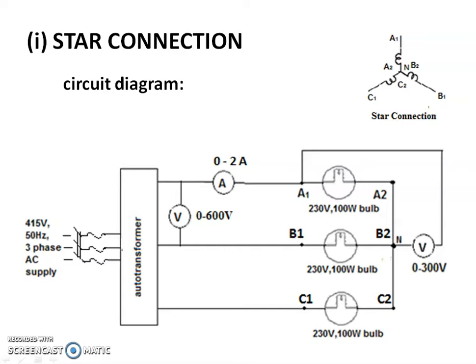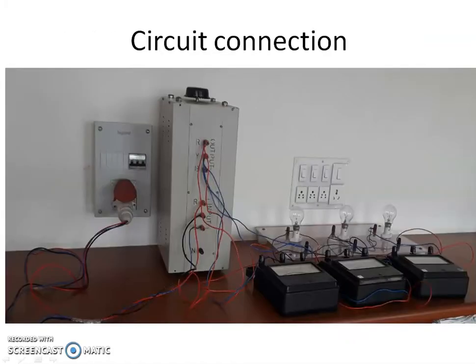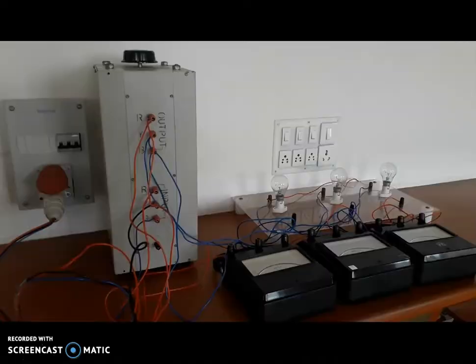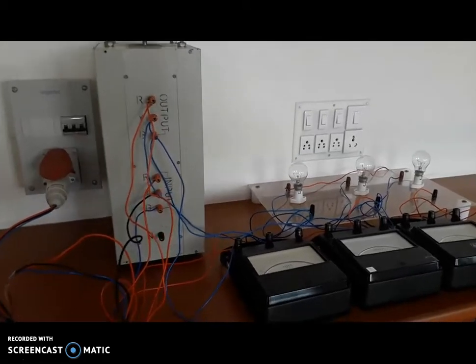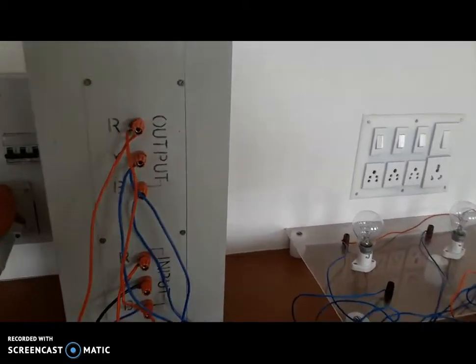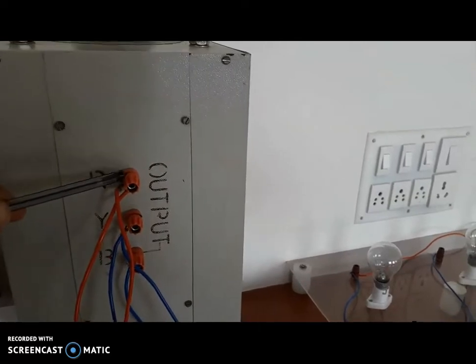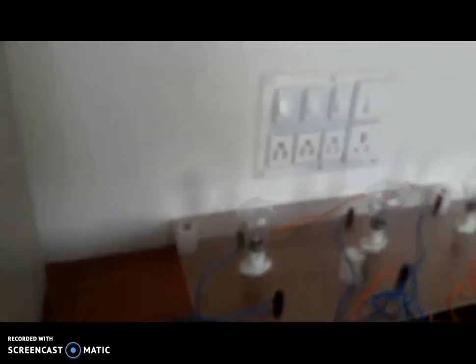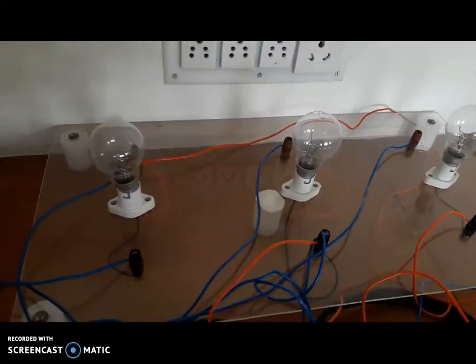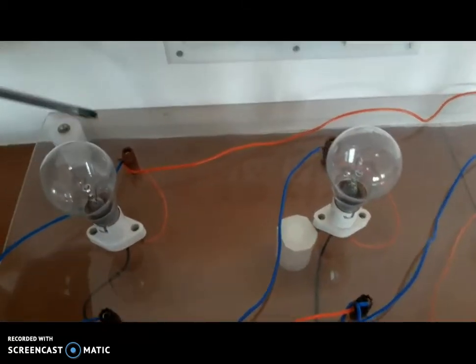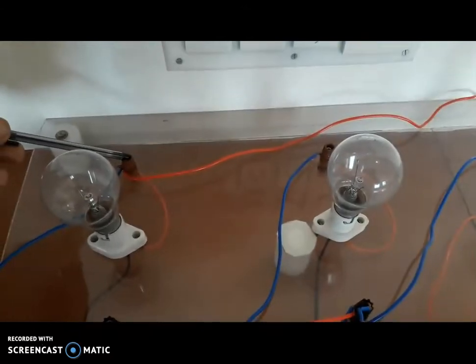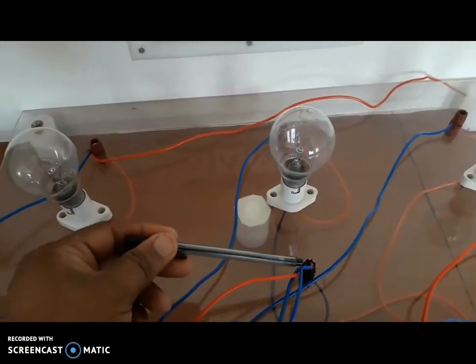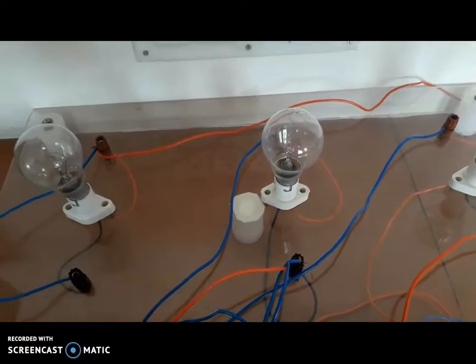Circuit diagram for star connection is shown in the figure. Connections are made. If we measure voltage between any two lines, we call it as line voltage. If we measure voltage between a line and a neutral point, we call it as phase voltage.